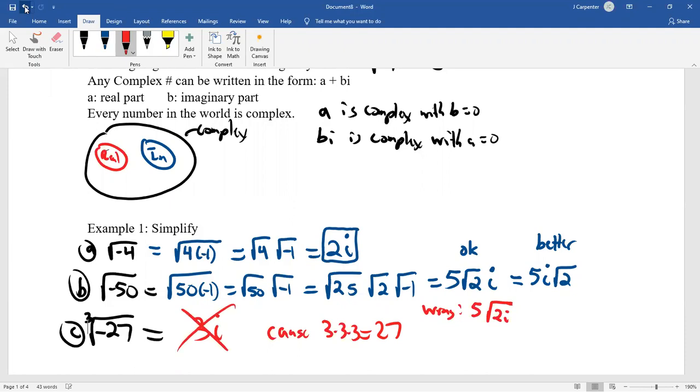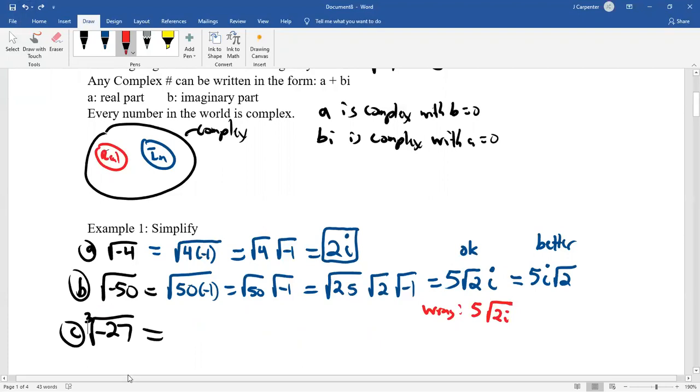And this is wrong. I may have already spoiled the answer. I may have not. I've got a lot of inflection in my voice, so you might already know what I'm trying to get at. But this was wrong because it's not a square root. It's a cube root. We never had a problem in the past with cube roots of negatives.